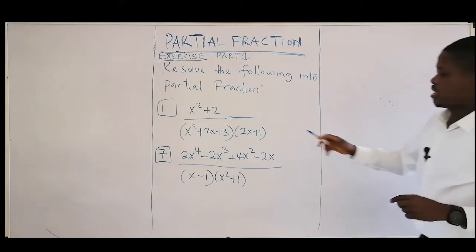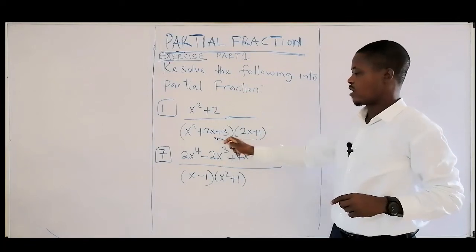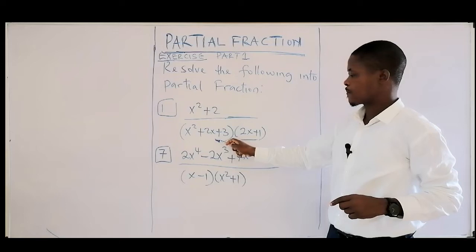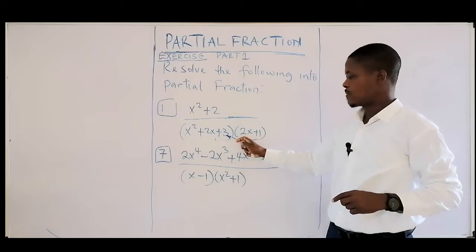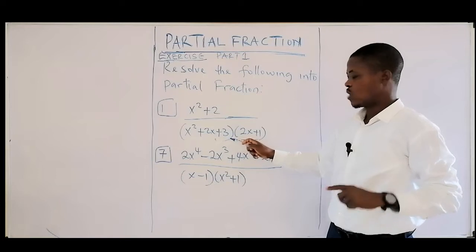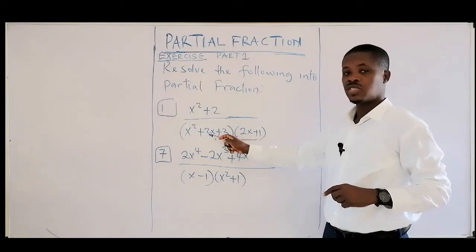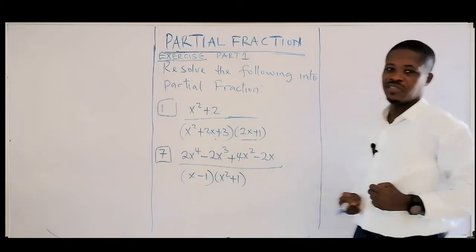Here we have a combination of linear factors, and here we have a quadratic expression, which you cannot factorize. How did I know? The factors of 3 are 3 and 1. How do you use 3 and 1 to get plus 2? That's not possible. Maybe this one is minus 3 now, then it can be factorized.